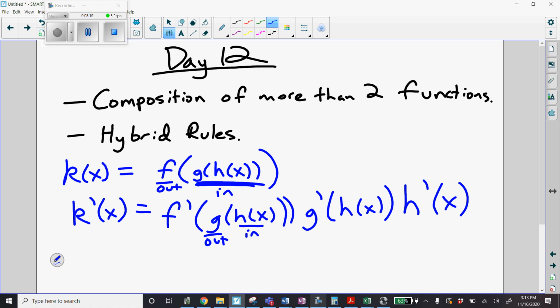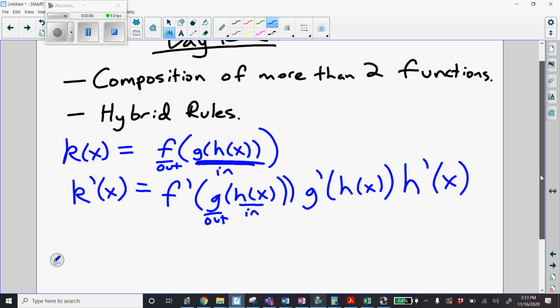Okay, and we could add 4, 5, 6 functions. They don't show up on the AP exam very often, or ever, that I've seen. But we could keep applying this chain rule and just work our way from outside in and do the derivative of the outside with respect to the inside times the derivative of the inside. Okay, so really it's like doing the chain rule twice. And what I like to call it is two chains. So I like to call this two chains because I have to do the chain rule twice.